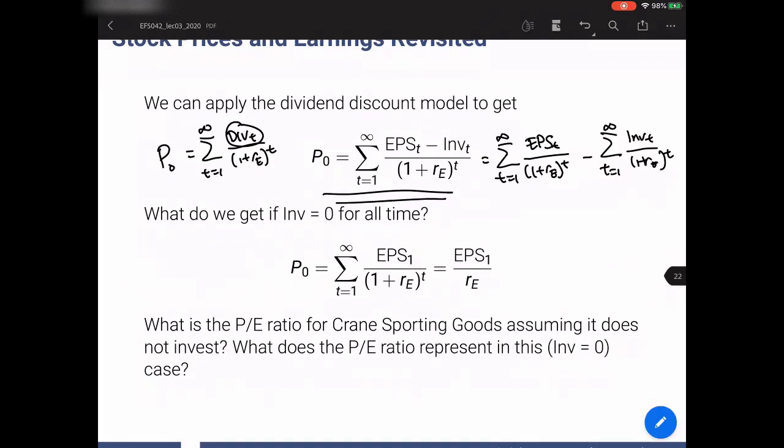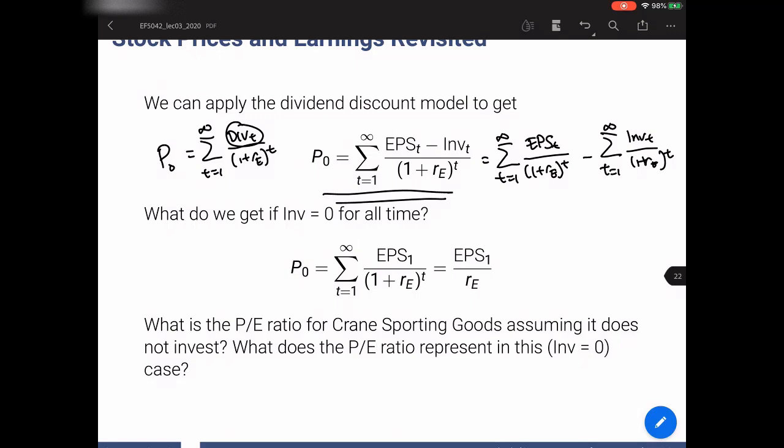All right, so if investments is 0, that means the firm decides not to reinvest any of its EPS in the firm. So investments is therefore 0. In that case, our price of the firm is simply an infinite sum of earnings per share every period. And that's going to give us a very simplified expression, right?